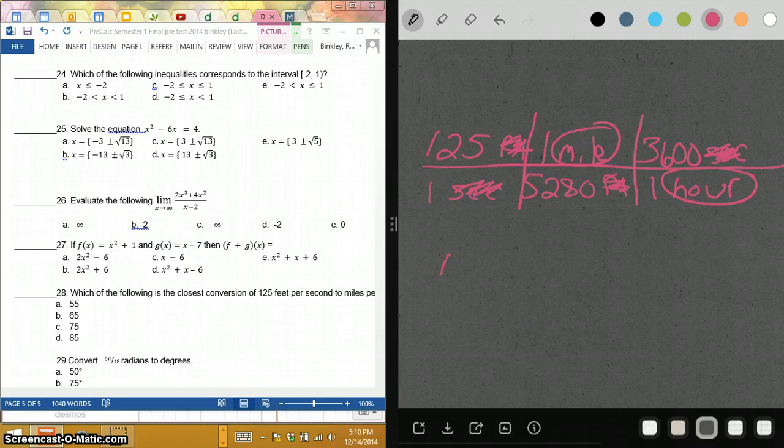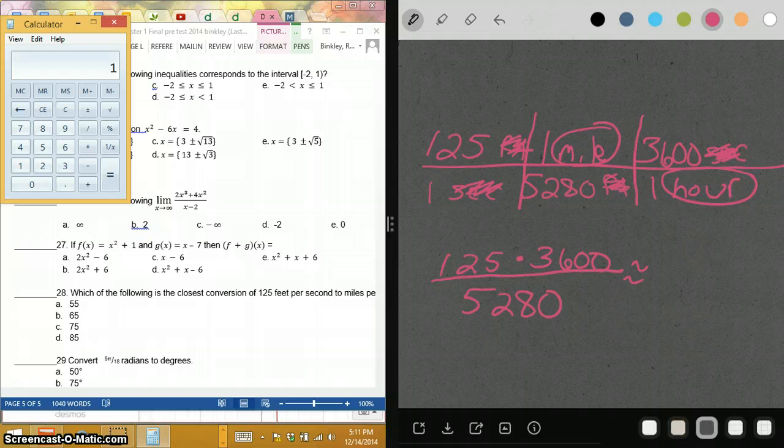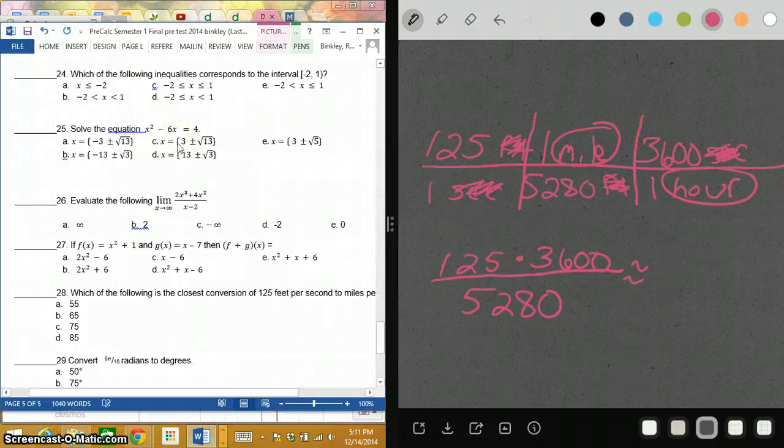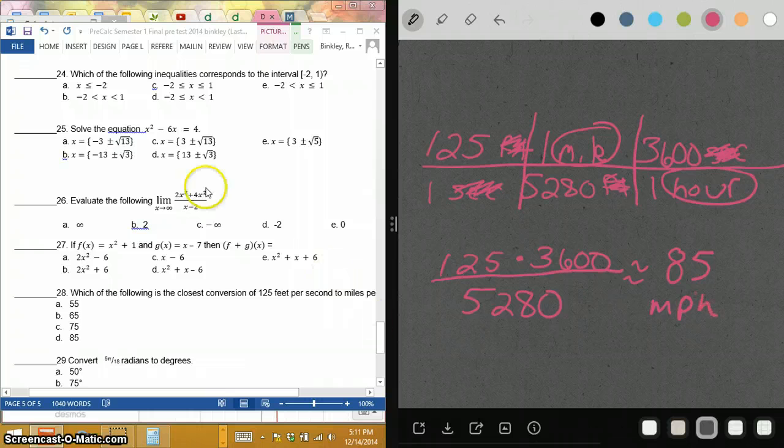So what that fraction looks like is 125 times 3,600 all over 5280, which is approximately, if you use your calculator, 125 times 3,600, divided by 5280, approximately 85 miles per hour, which is D. So 28 is D. Dimensional analysis, you guys, just came to me.